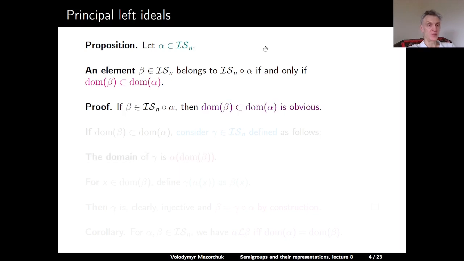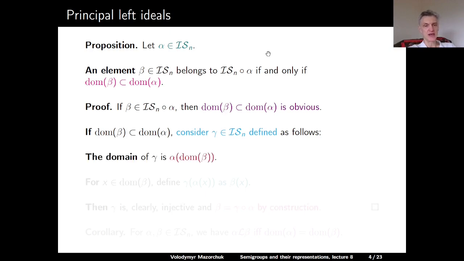Proof. If beta belongs to the principal left ideal generated by alpha, then the fact that the domain of beta is a subset of the domain of alpha is of course obvious. Conversely, if the domain of beta is a subset of the domain of alpha, let us consider the element gamma in ISN, which is defined as follows. As the domain of gamma, we take alpha applied to the domain of beta. So we take the image of the domain of beta under alpha.